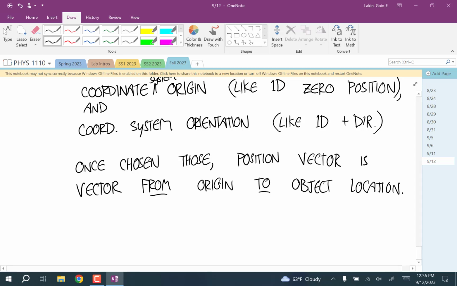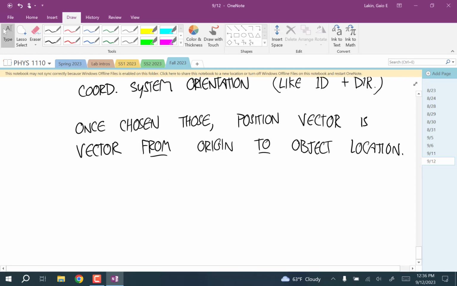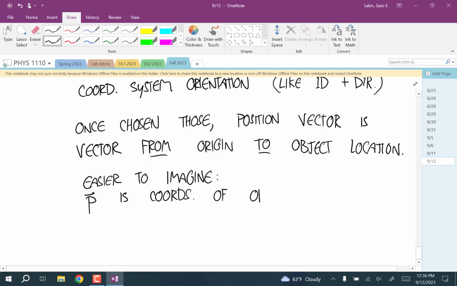And there's an easier way to think of it. It's just the coordinates of the object. So the position vector is just the coordinates of the object in that coordinate system that you chose.